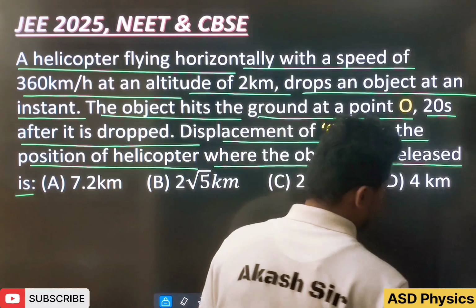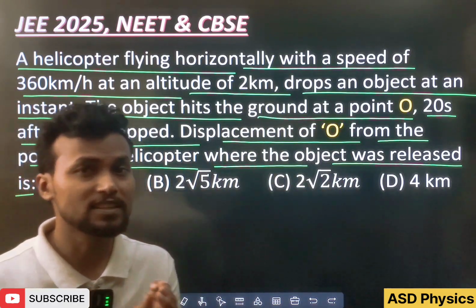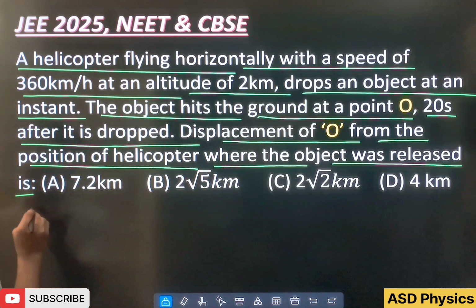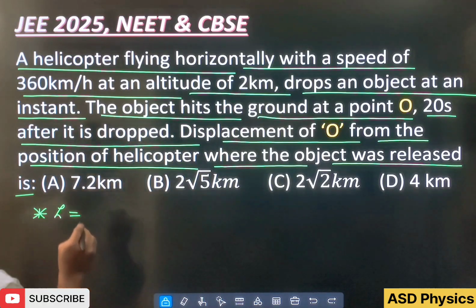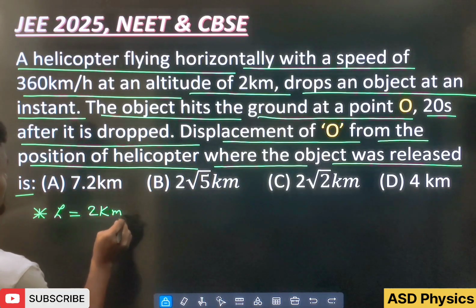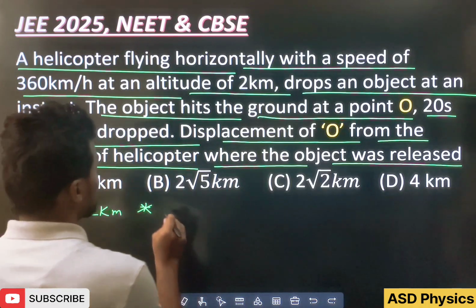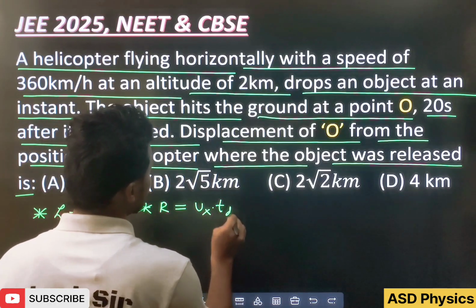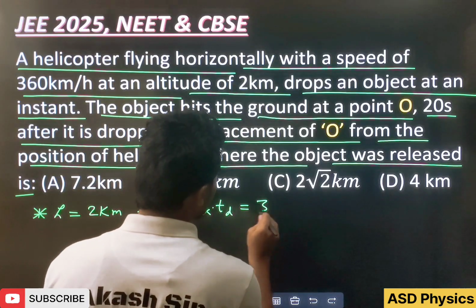Displacement. In the previous question also they told distance, but by default we will take displacement, remember that. So let's see here, they are asking for the displacement. What is the height? The altitude given here is 2 km. After that we have to calculate the range. What is the range formula? Range is ux into td. It is flying with 360 km per hour.